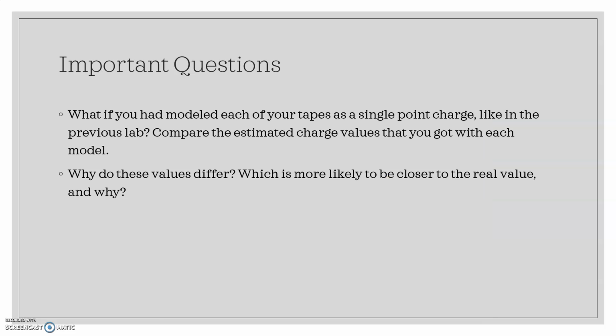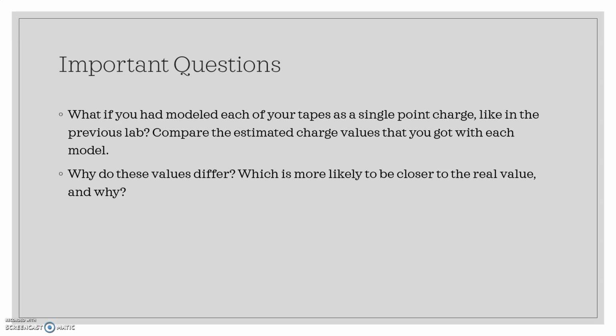Now, some important questions to go over. What if you had modeled each of your tapes as a single point charge, like in the previous lab? Compare the estimated charge values that you got with each model. If you modeled it as a single point charge, the value of the charge might be the same as the one found in Lab 1. However, the value of the charge on the tape with the line charge model was greater than what we originally found, by a value of 2.66 times 10 to the negative 9 coulombs. Microscopic, but hey, there's a difference.